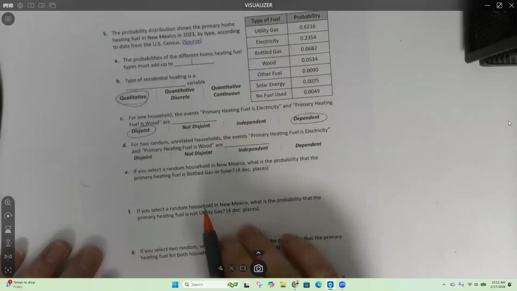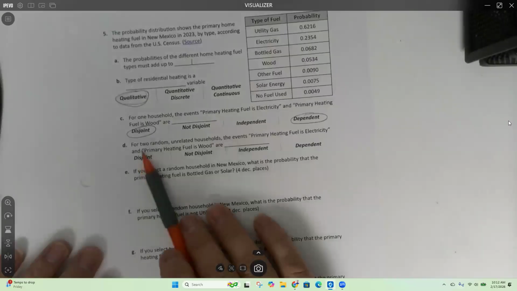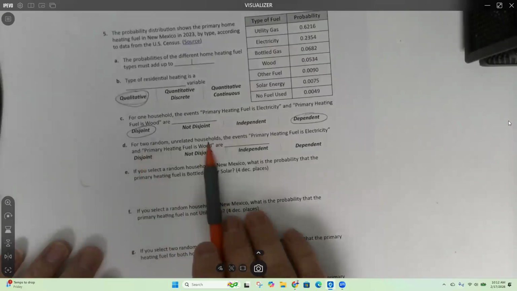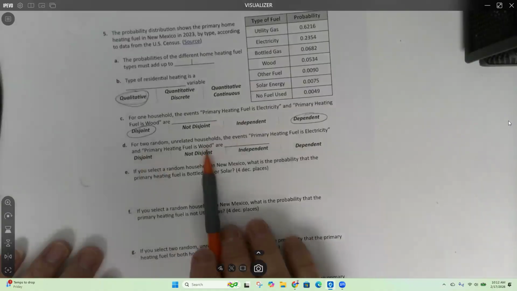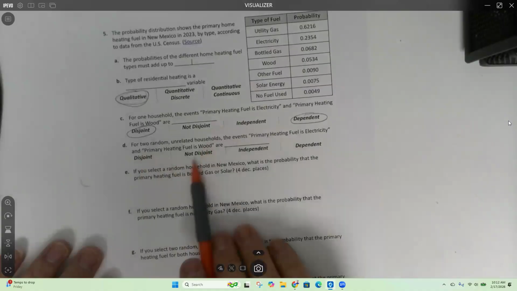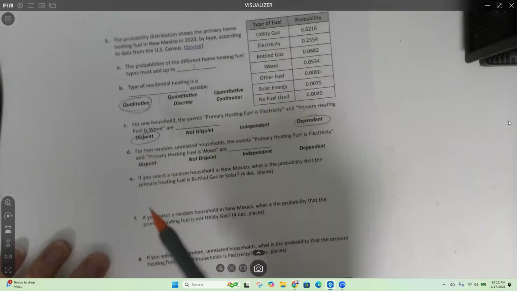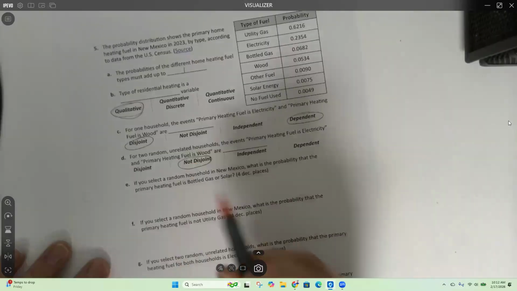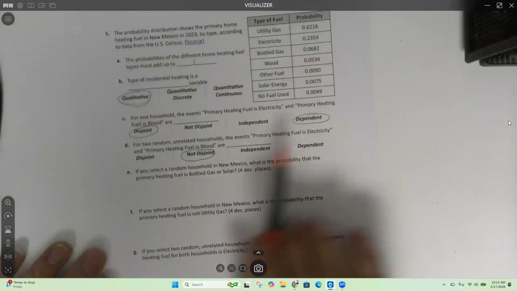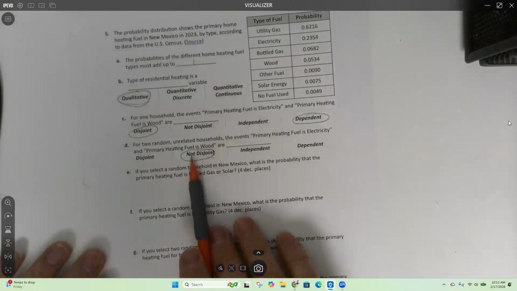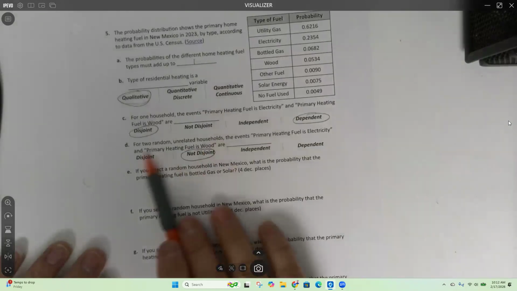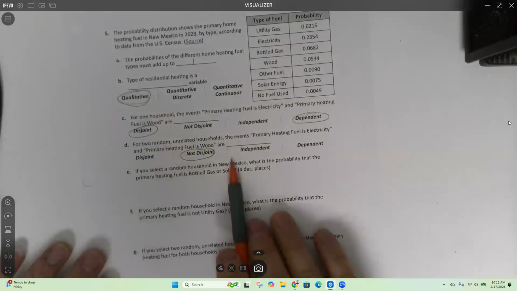Okay, so for two random unrelated households, the event's primary heating fuel is electricity and primary heating fuel is wood. Are those disjoint or not? Those are not disjoint, right? If I say electricity and my neighbor's wood, that's totally fine. Actually, it says unrelated, so I don't know. Neighbors probably not. It's not random then in that case. There we go. So, independent or dependent.